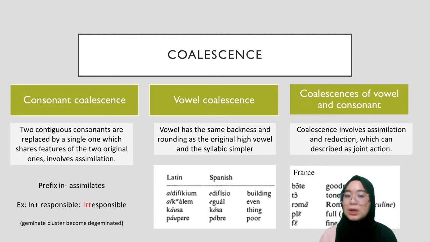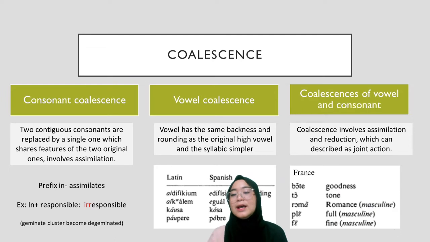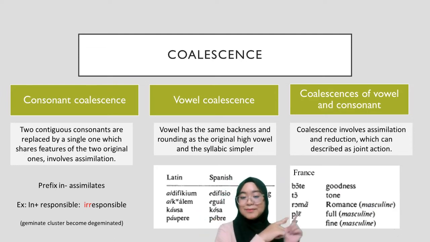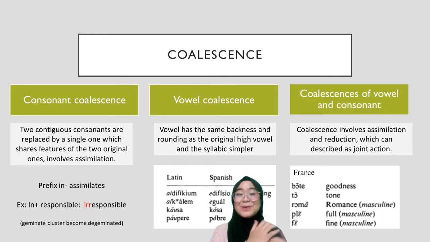Next is vowel coalescence. Vowel has the same backness and rounding as the original high vowel and the syllabic simpler. As you can see, it is an example taken from Spanish language. Next is coalescence of vowel and consonant. Coalescence involves assimilation and reduction, which can be described as joint action. As you can see there, France, in French language, I'm sorry, I cannot pronounce it, but it is the process of coalescence of vowel and consonant.